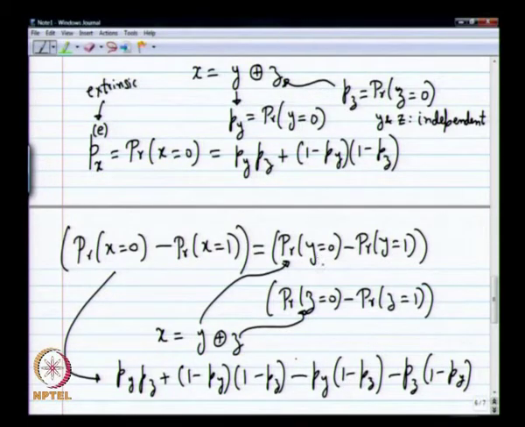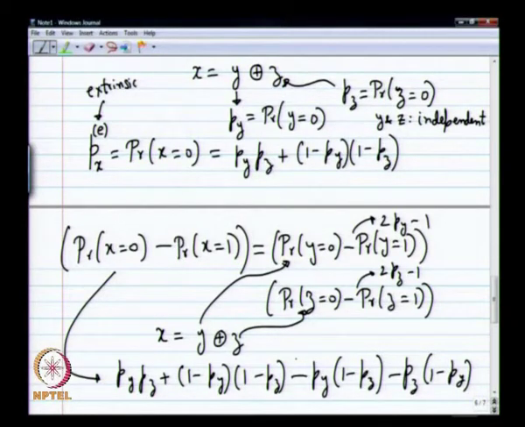Remember what is this difference? It is 2 py minus 1, and this is also 2 pz minus 1. So if you simplify this, you will get that. So you are getting 4 times py pz. You can see these two are the same. So it's an interesting simplification that happens.